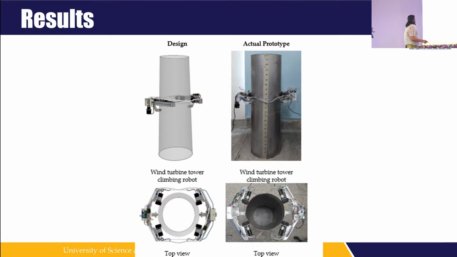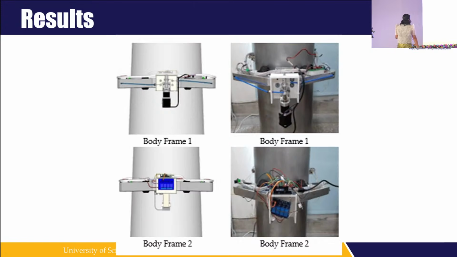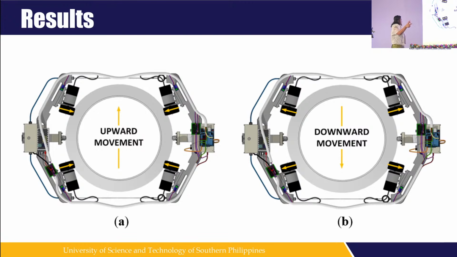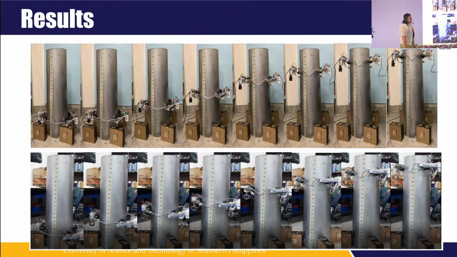Now this is the design and then the actual prototype, the top view, and then we have the body frame of each part, frame 1, then body frame 2, and then the movement of the wheel. As it goes upwards, it goes in toward your tower, but as it goes downward, it goes out. So clockwise or counterclockwise of your wheel. Then we have this testing, and then the result of the testing.